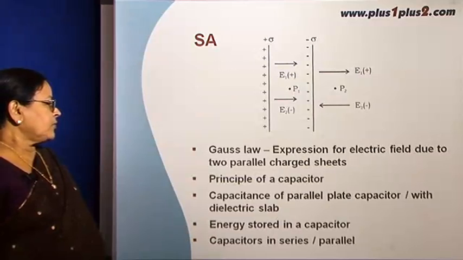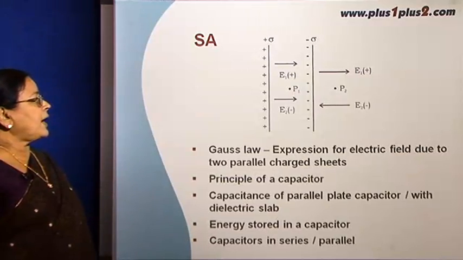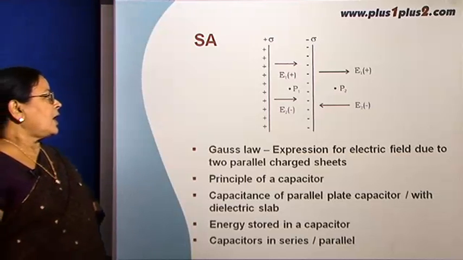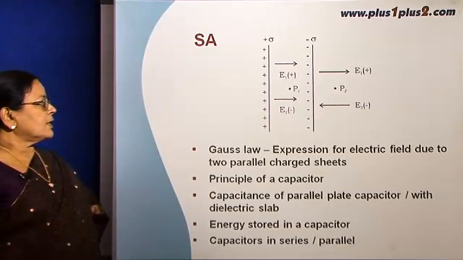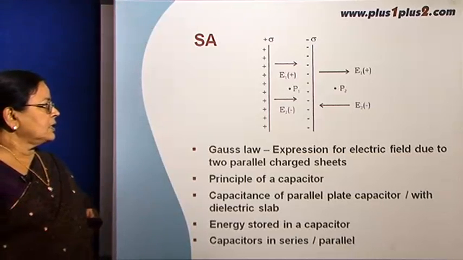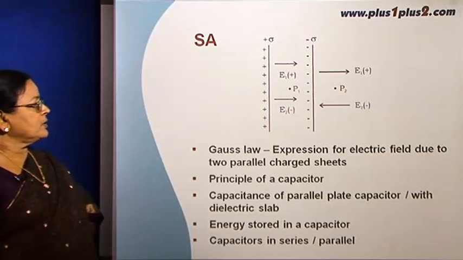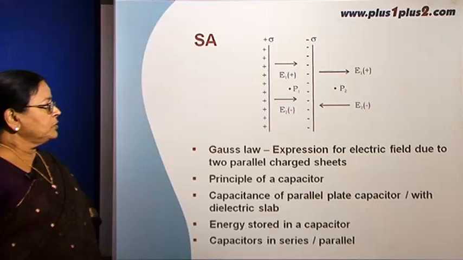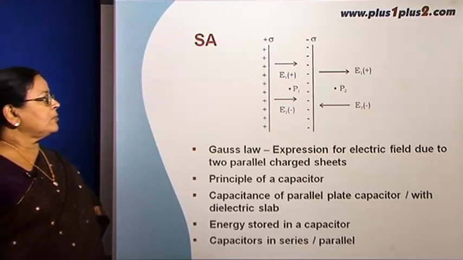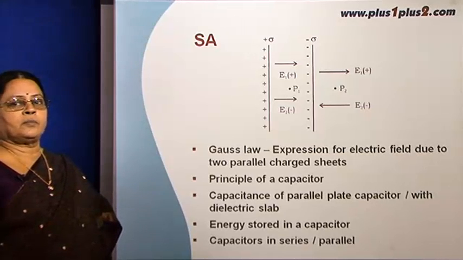Gauss law, expression for electric field due to two parallel charged sheets. These are two parallel charged sheets having charge density plus sigma and minus sigma. E1 is the electric field due to the positive plate. E2 is the electric field due to the negative plate. We mark a point P1 inside, between the two plates, and P2, another point outside. How do you measure the electric field? By the force experienced by a unit positive charge placed at that point.